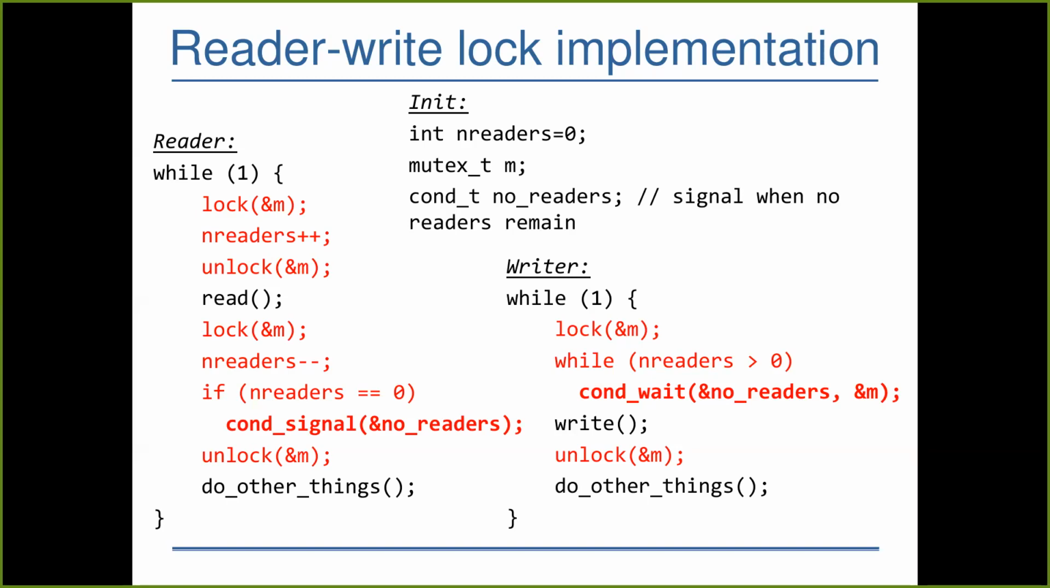So the moment n readers becomes 0, now the writer is in control very much, right? The writer holds the mutex and doesn't allow anyone else to grab this mutex. So does it make sense? Yeah, so this is how we can implement the reader-writer lock.